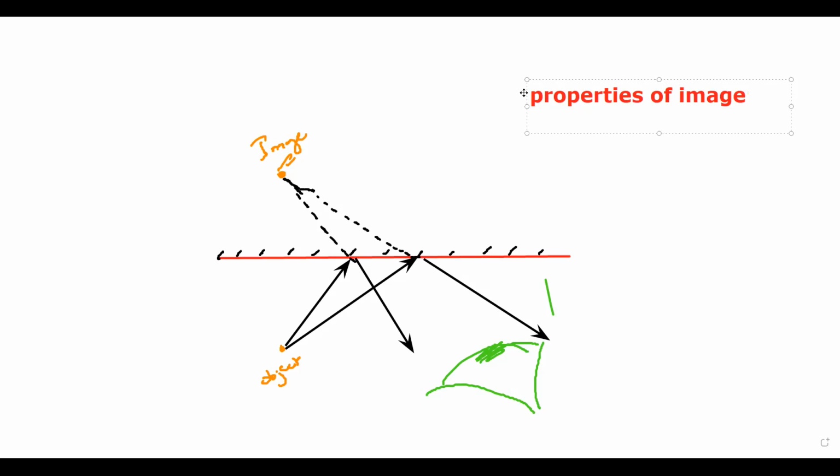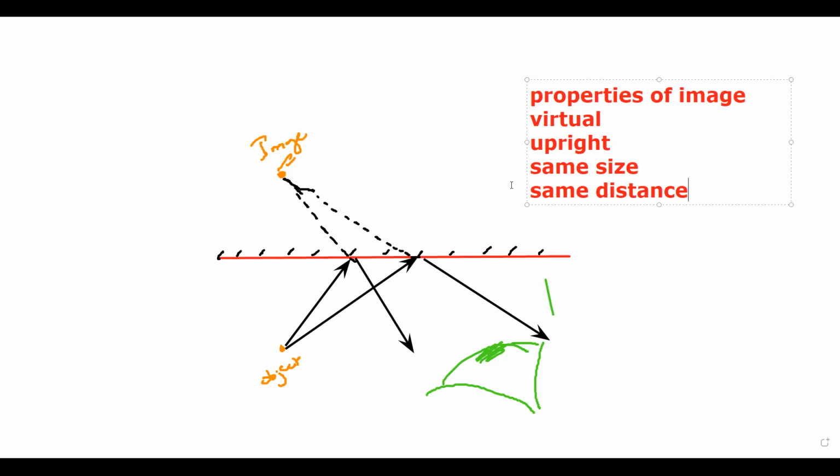This image is always virtual. It is upright, it is the same size as the object, and it is at the same distance. So these are the characteristics which the image will have, and it is laterally inverted. The term laterally inverted means that left appears as right. So these are the characteristics of the image which is formed by a plane mirror. Is it clear how the image can be formed by a plane mirror?